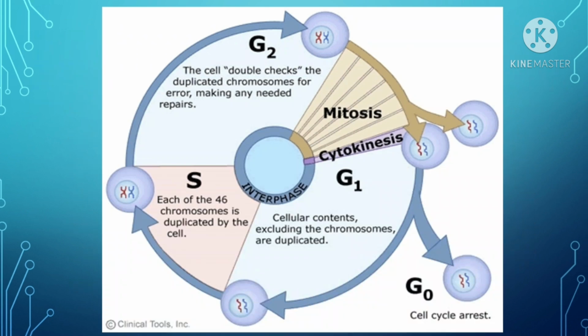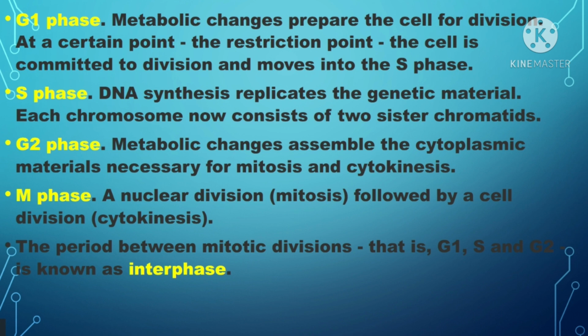First, the G1 phase. Metabolic changes prepare the cell for division. At a certain point, the restriction point, the cell is committed to division and moves into the S phase. S phase: DNA synthesis replicates the genetic material. Each chromosome now consists of two sister chromatids.